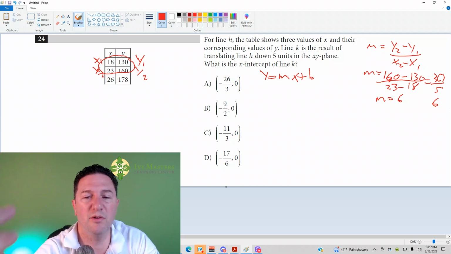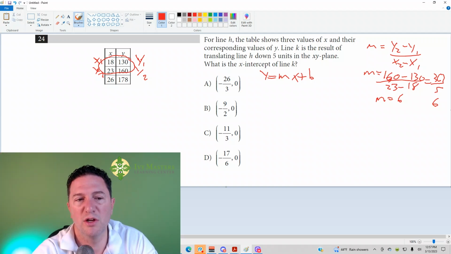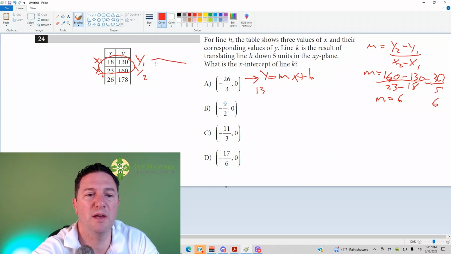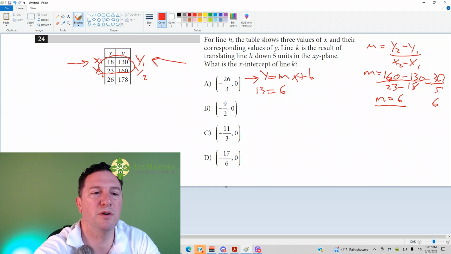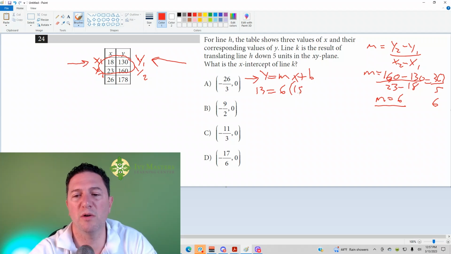And now I can take either of those coordinates. It's probably easier to take the smaller one, and I could plug it into my y equals mx plus b. So in place of y, I could put 130. I'm getting this from over here. In place of m, I'm putting 6. That's what I just found. And in place of x, I'm putting my 18. You can do this with any one of those three coordinates, but it's probably easier to work with that.